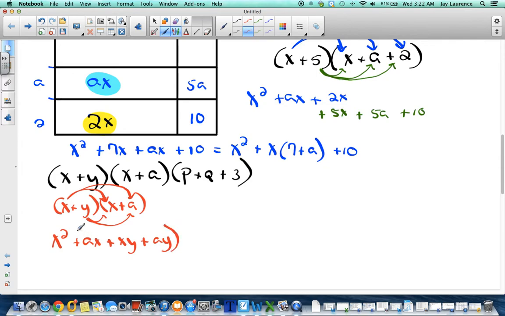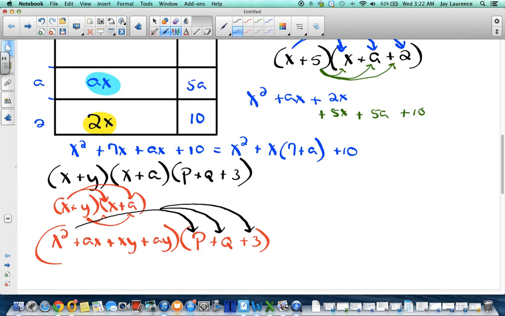Okay? So now I'm going to multiply it by this other term, p plus q plus 3. All I have to do is distribute the x. I'm going to go here, here, and here. Then I'm going to distribute the ax.